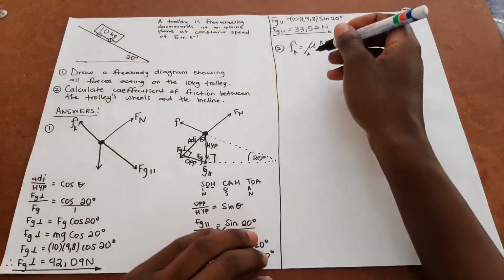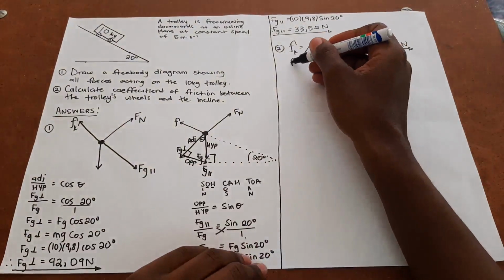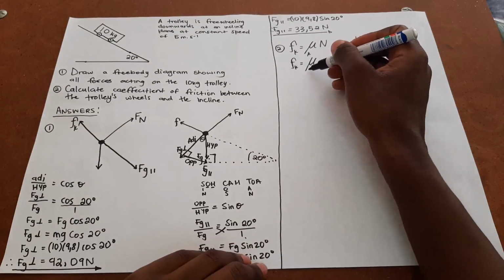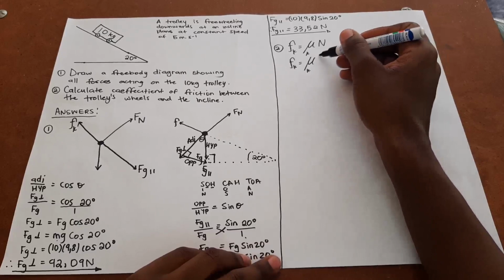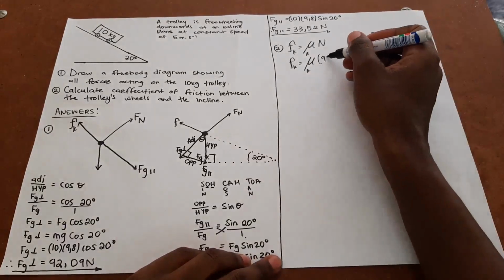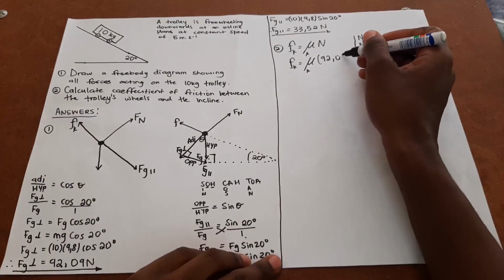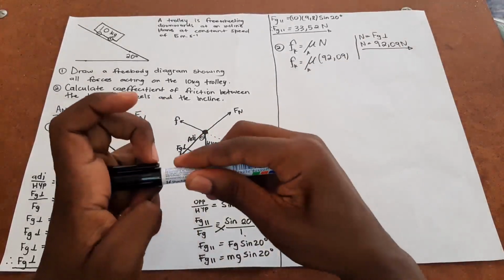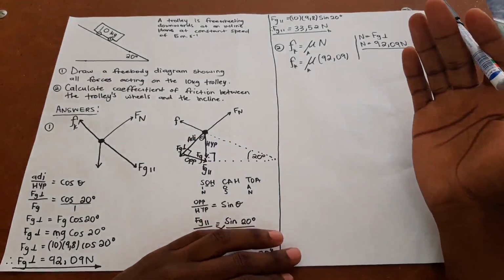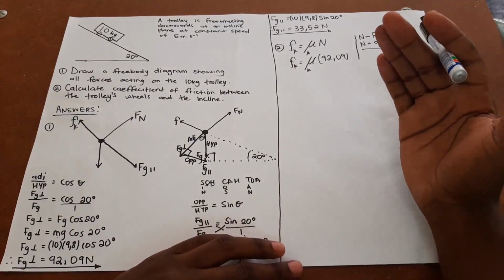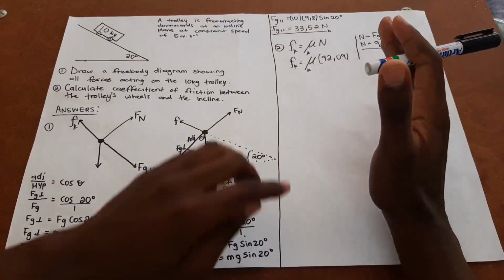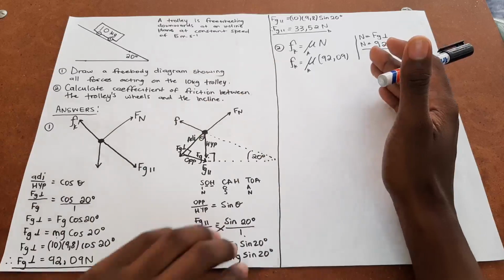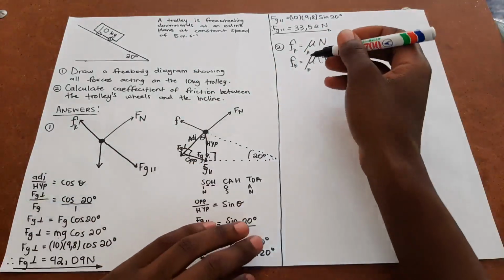Now we have F_k equals the coefficient of kinetic friction multiplied by 92.09. But now we can't continue, we can't do anything. The only way is to find the frictional force first, so that you can find the coefficient of kinetic friction. So how do we find the frictional force?